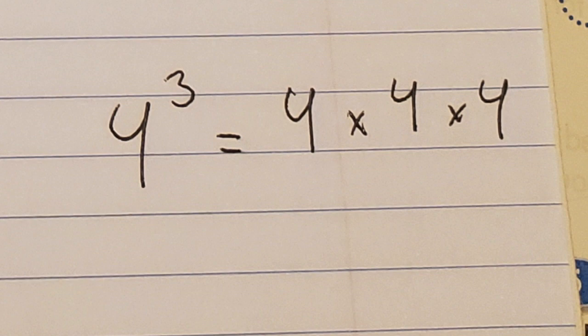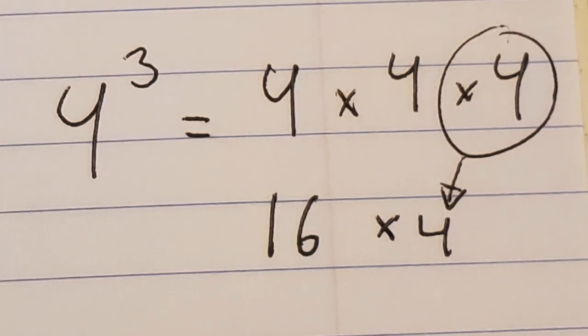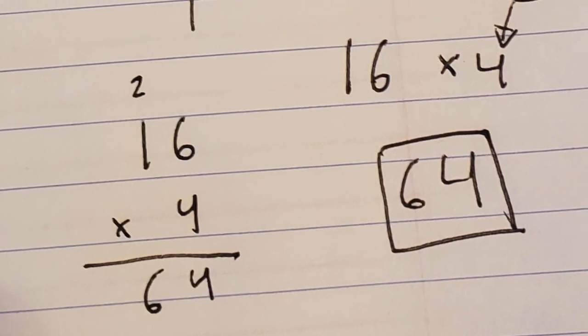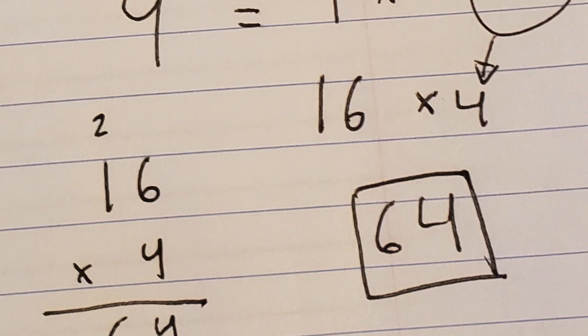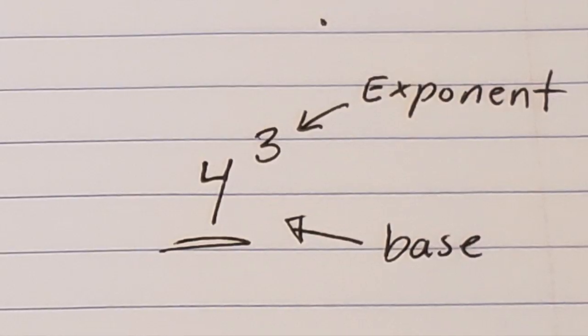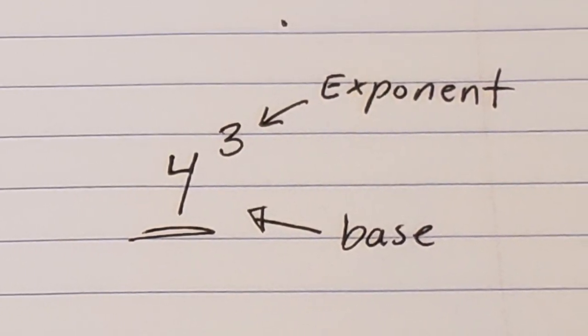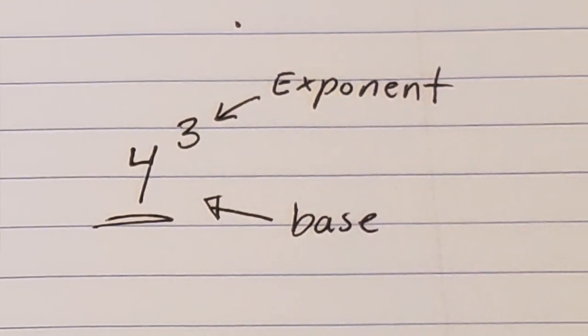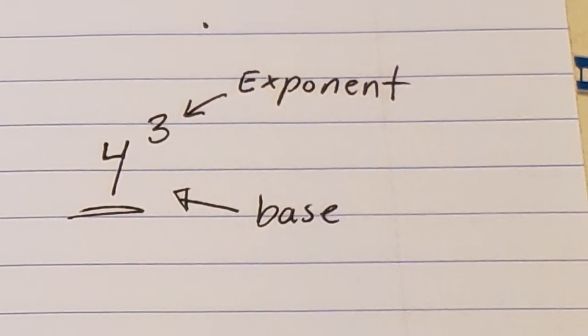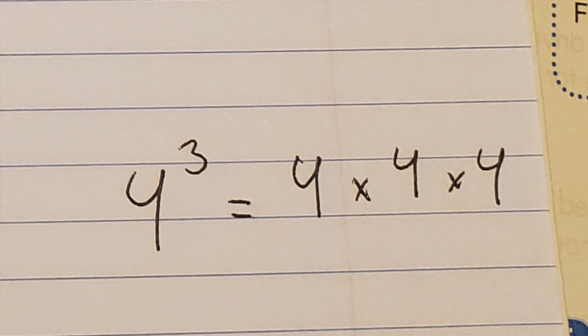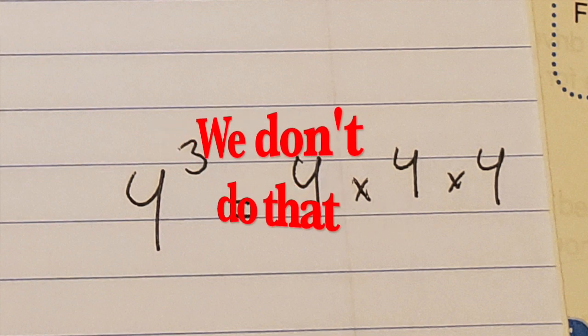Again, just like we just did with the other two problems, we are going to focus on the first two factors. 4 times 4 is 16. We're going to bring down the rest of our problem. And then we see that 16 times 4 is 64. But it's very important that you realize that when you're working with exponents, that 3 up there, that means you're doing, in this case, 4 times 4 times 4. You are not doing 4 times 3. That is incorrect. We don't do that.